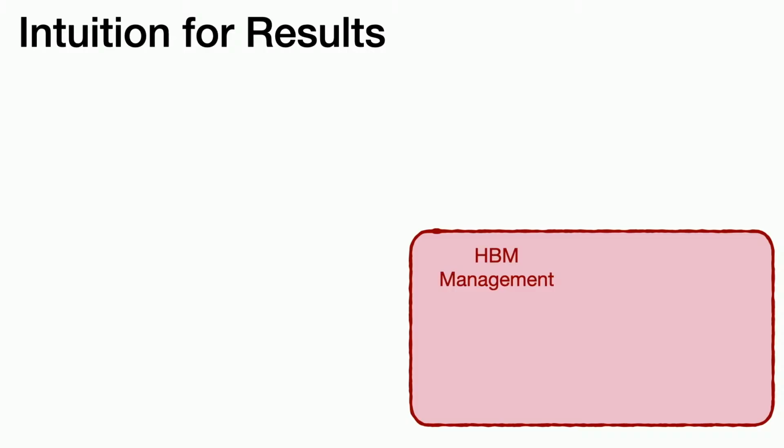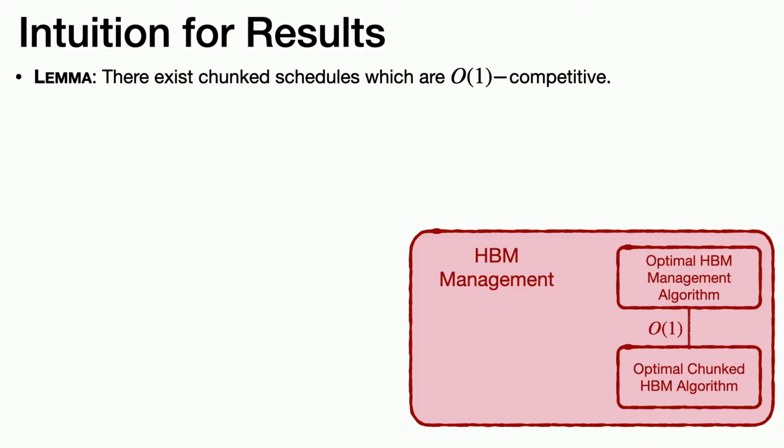So how does the result work? Well, we first show that if you give me an optimal HBM management algorithm, whatever that might be, where you've designed a page replacement and a far channel arbitration policy, you can convert it into a chunked algorithm, and you don't lose too much. So the best chunked algorithm will be constant competitive with the arbitrary HBM management algorithm.